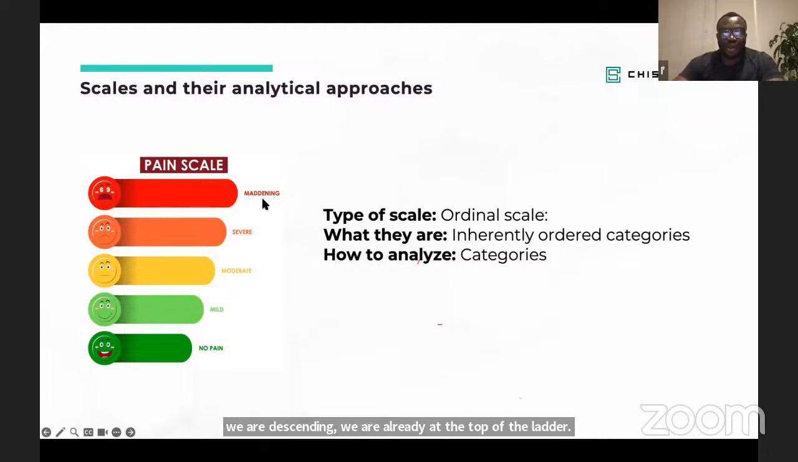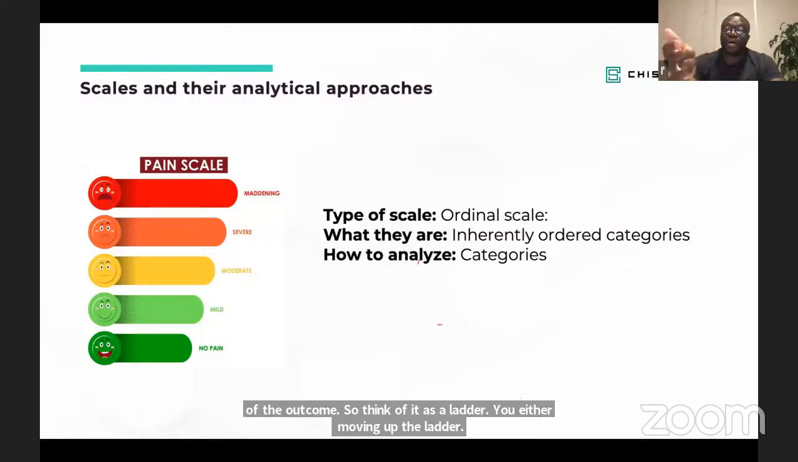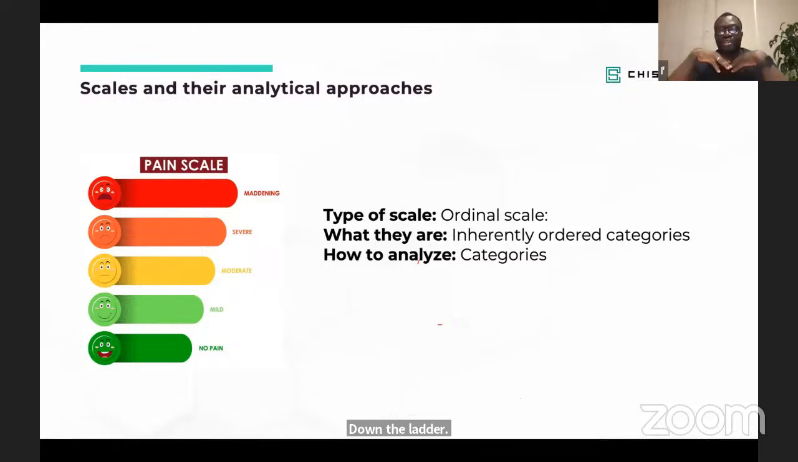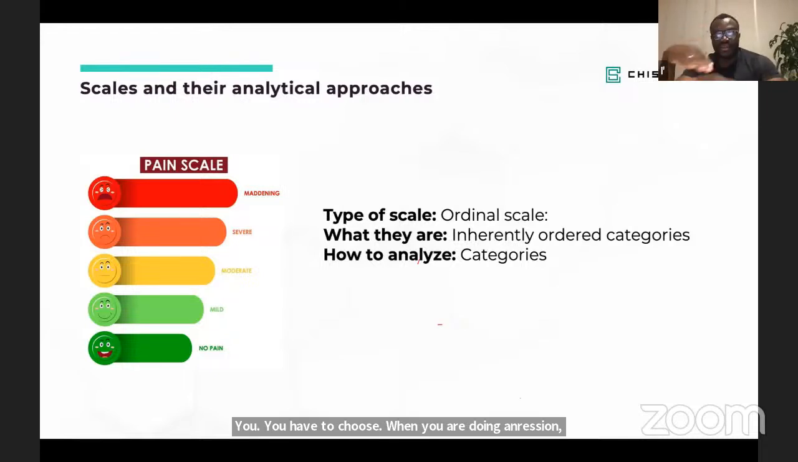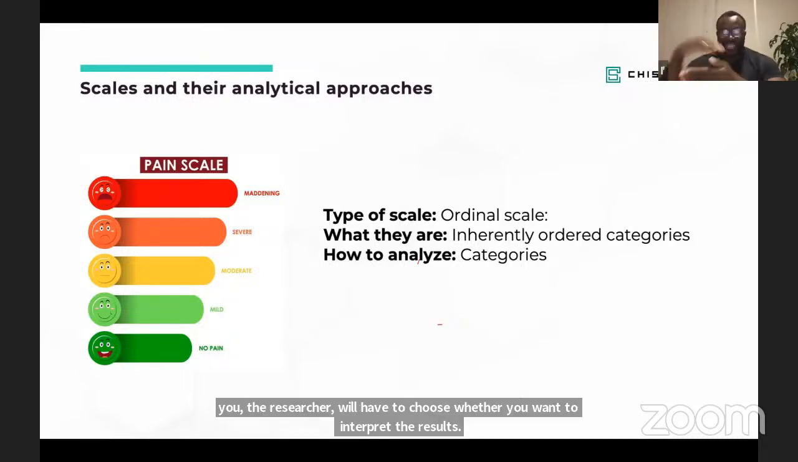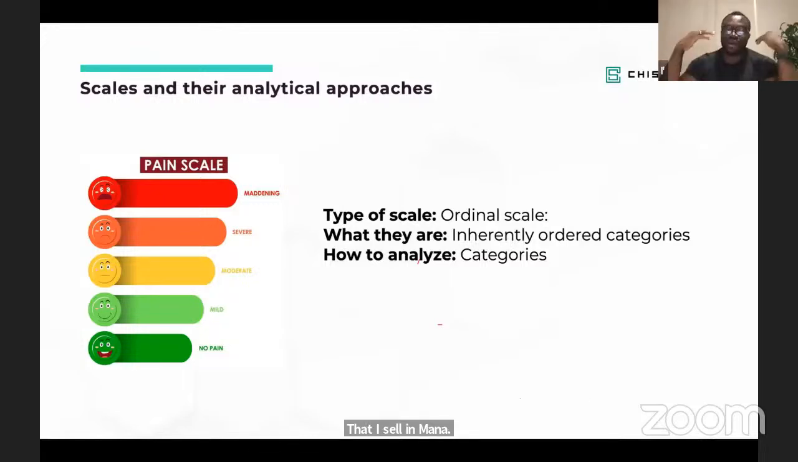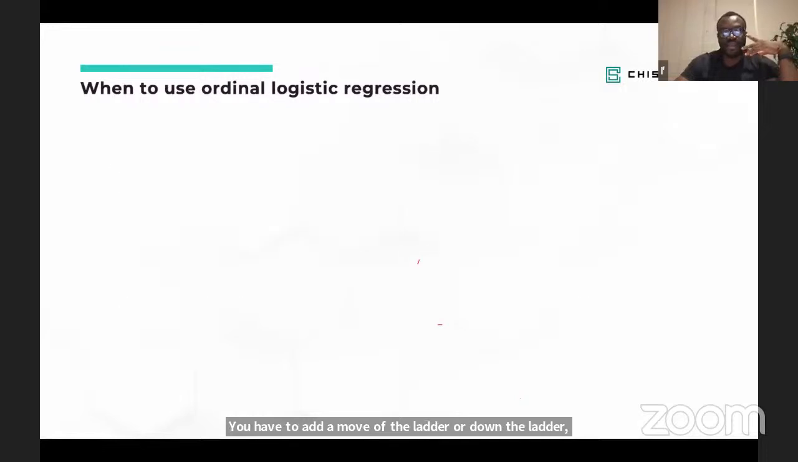So you are at the highest level and you're saying the odds of moving to a lower category of the outcome. So think of it as a ladder. You're either moving up the ladder or down the ladder. So you have to choose when you're doing an ordinal regression. You, the researcher, will have to choose whether you want to interpret your results in an ascending manner or a descending manner, because it's ordinal, it's ordered, and you have to either move up the ladder or down the ladder. So that is how you want to think of it.